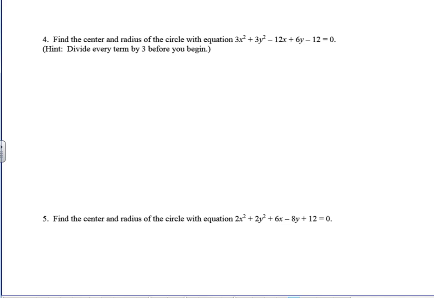Now here's what's different in this one: we need to have a 1 in front of our x squared and y squared from completing the square in order for this to work. So how are we going to get that? Well, if we divide every term by 3, which is really dividing both sides by 3, here's what's going to happen.